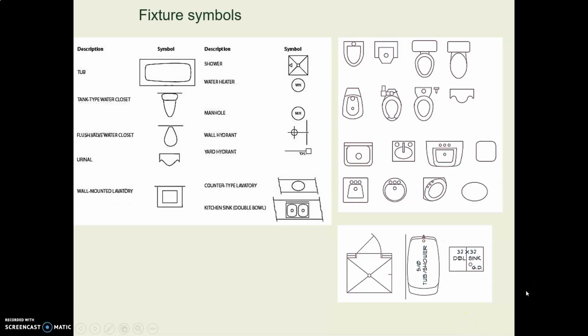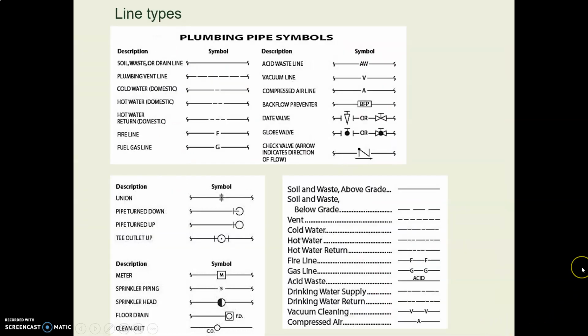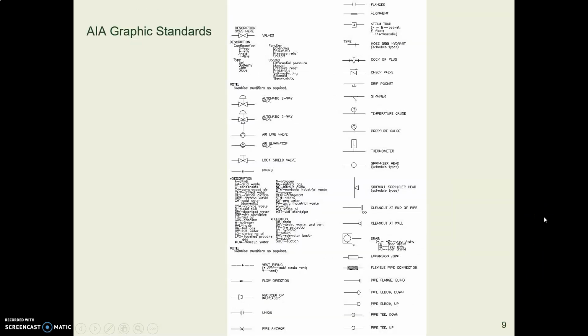This is, I believe, out of the AIA Architectural Graphic Standards. Here are symbols for various kinds of fixtures and various line types. Many of these line types already come in AutoCAD. You can make your own line type with a little effort, but most of these are already in AutoCAD. Here is the AIA Graphic Standards, a book that architects use. So you see a number of symbols here for different kinds of fittings.